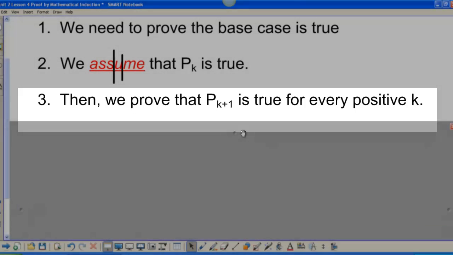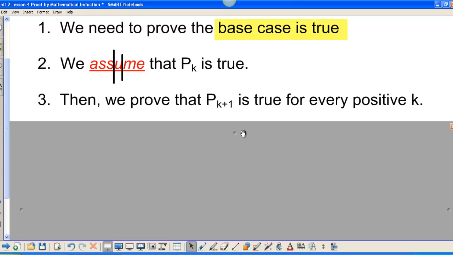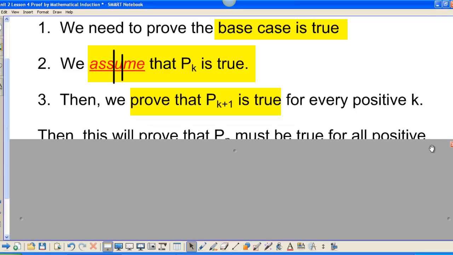So to repeat, the first step of mathematical induction, you have to prove the base case is true. Then we assume that inputting k into the formula is also true. We will use that information to prove that k plus 1 is true for every positive k.